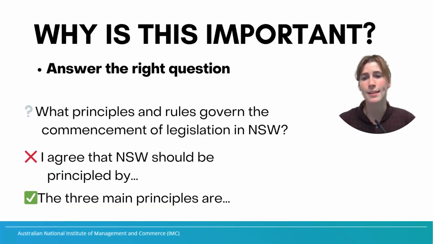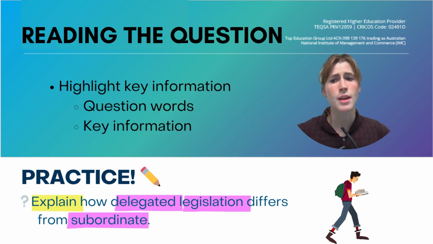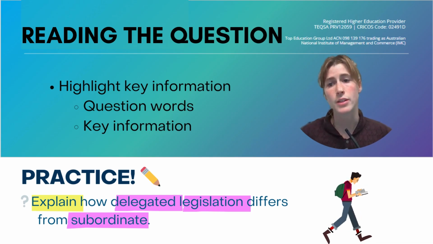Here's a more realistic example. What principles and rules govern the commencement of legislation in New South Wales? Again, both answers mention principles, but the first one is incorrect. Why? It's a good answer to the wrong question. Your lecturer can only mark a response as correct if it answers the right question. You could have the most intelligent, well thought out, well written answer, but unless it answers the right question, it's incorrect.